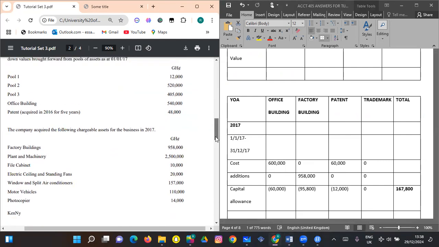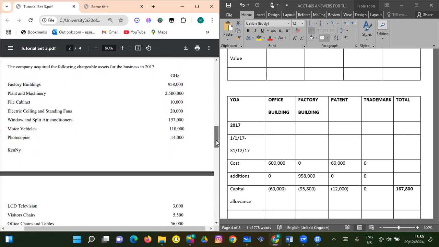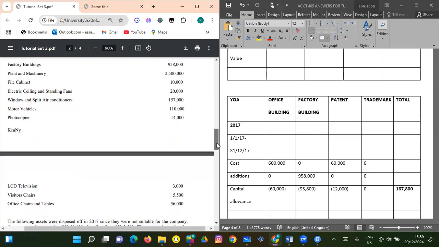So we were told that they acquired the following chargeable assets for the business in 2017. Right. So factory buildings they acquired. Then plant and machinery, 2.5 million. File cabinet is here. Electric ceiling fan, ceiling and standing fan. So first, let's indicate the pools so that it will be easy.